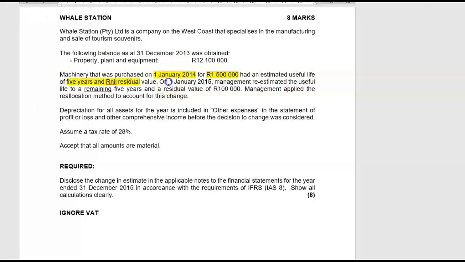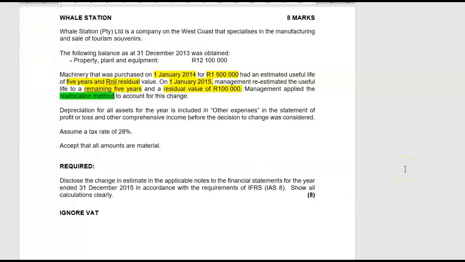Then only a year later, on 1 January 2015, management re-estimated the useful lifetime to a remaining 5 years. On 1 January, they said that it still has 5 years left, and it has an estimated residual value of 100,000 rand. Management applied the reallocation method to account for the change.